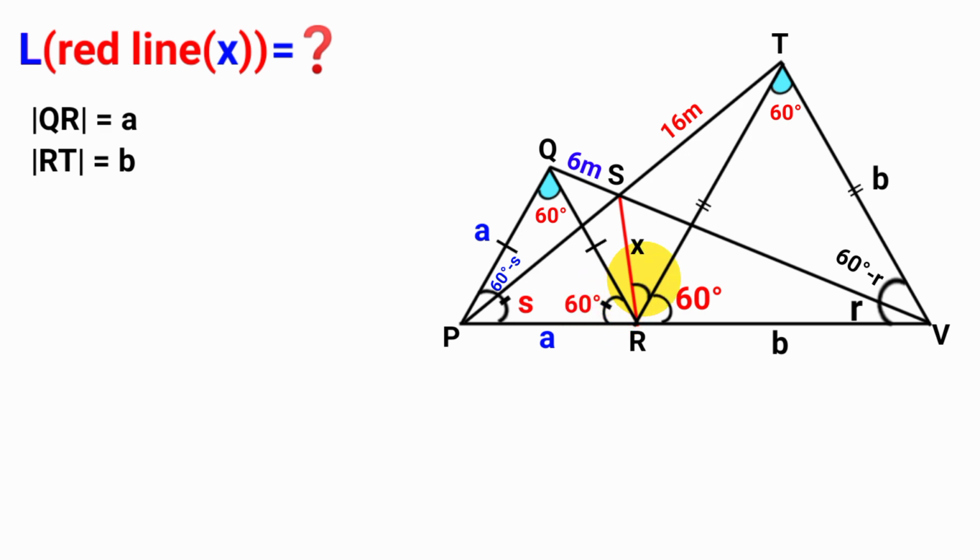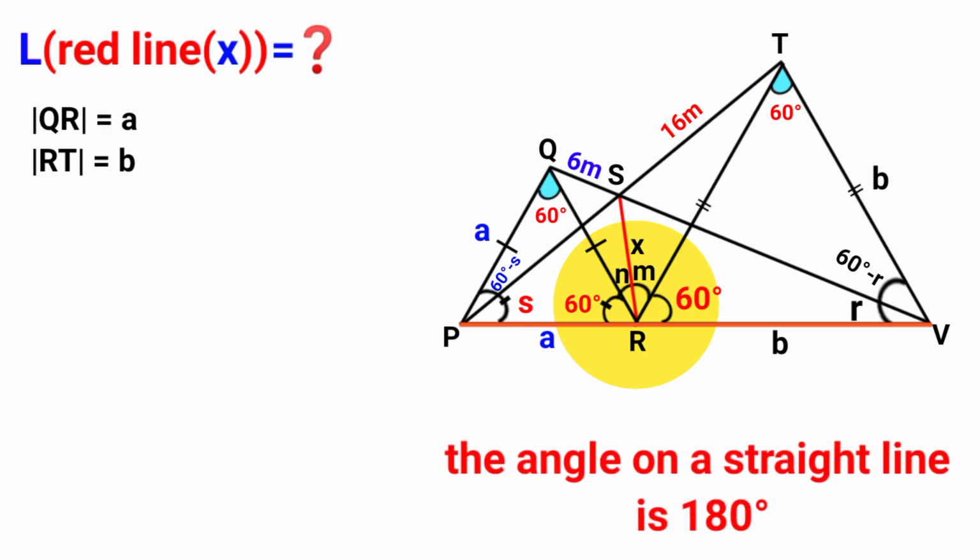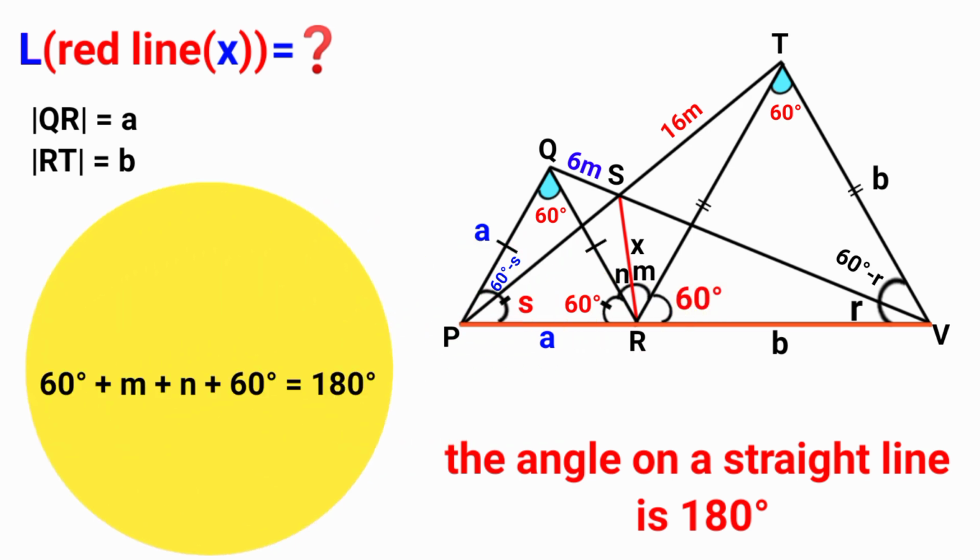Now we come here, look at this angle 60 degrees. This angle, assume its size to be M. This angle say N, and this 60 degrees, they all are lying on the same straight line. And we know the angle in a straight line is 180 degrees. That is, the sum of this angle, this, and this must be 180 degrees. So 60 degrees plus M plus N plus 60 degrees equal to 180 degrees.